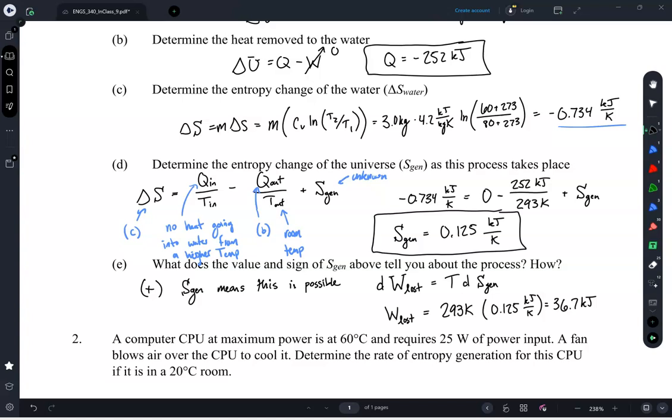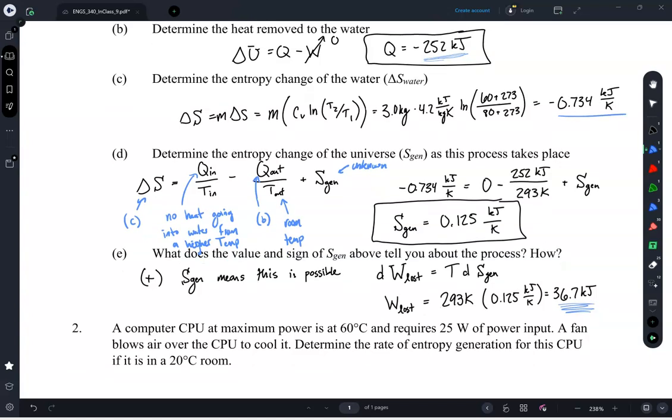So what that means is we could have gotten 36 kilojoules of work out of the system if we had a Carnot engine and were able to harness our heat perfectly during this process. That's work that we could have gotten, right? We had 252 kilojoules of heat moving. Hey, we could have used some of that. We could have gotten this 36 kilojoules of work.